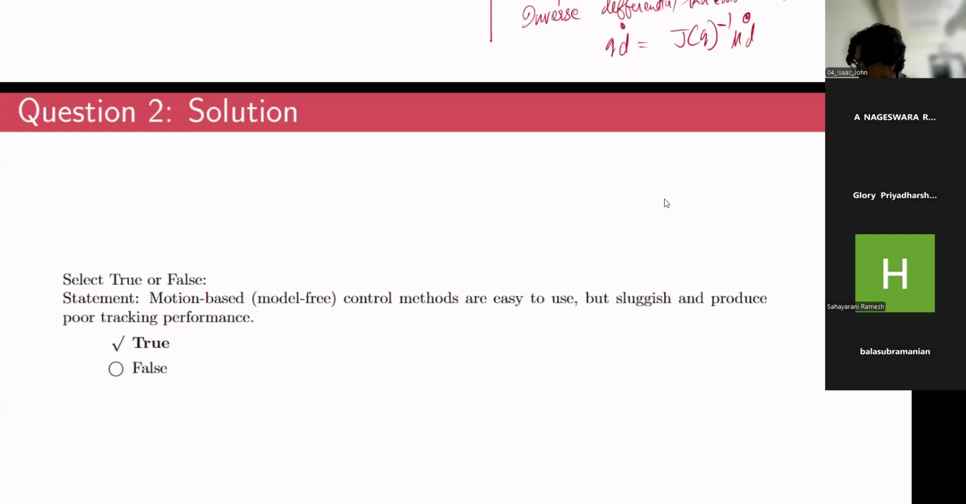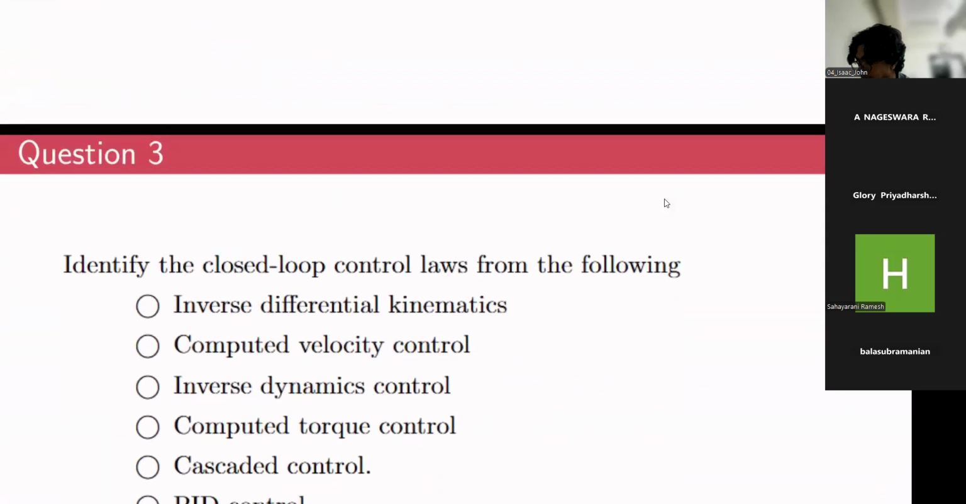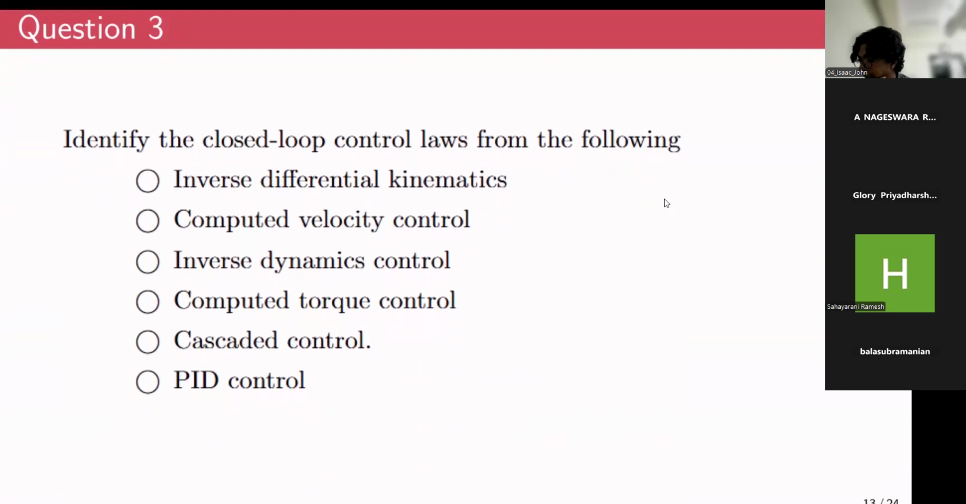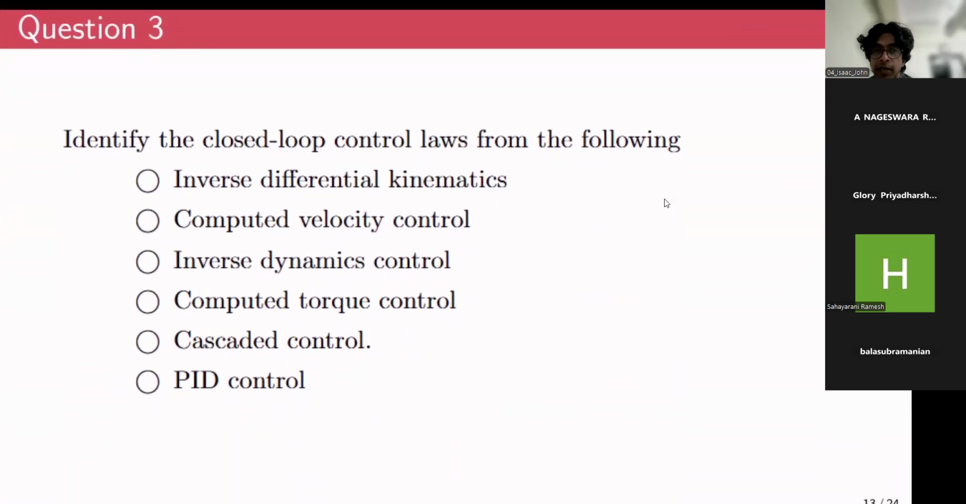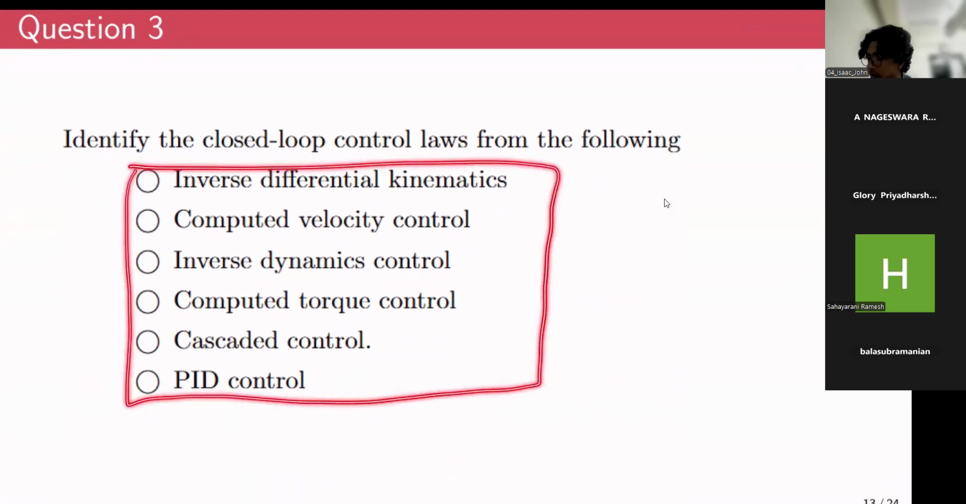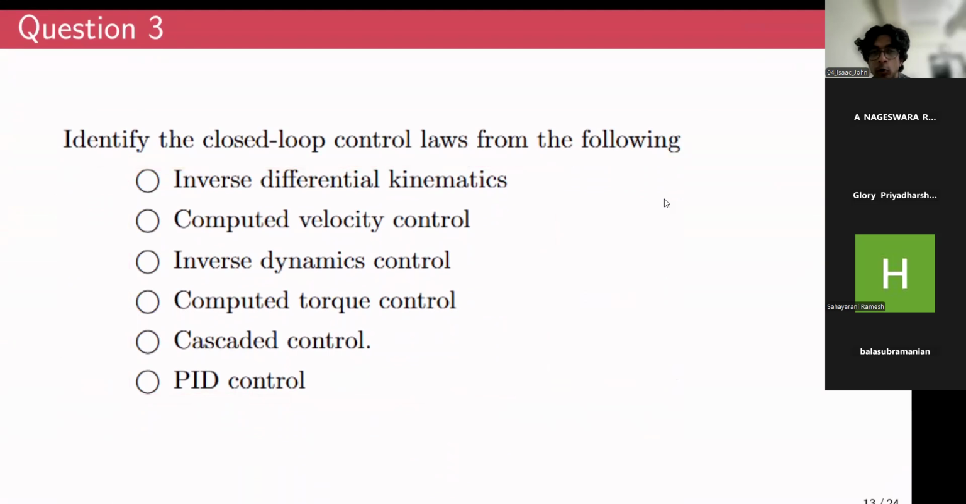So now we'll move on to the next question. Question 3. Now that we have discussed in brief the motion controls that we have seen, can you answer this question? Identify the closed loop control laws from the following. So we have 6 control laws, out of which some are open loop, some are closed loop. Can anyone identify which of them are closed loop?